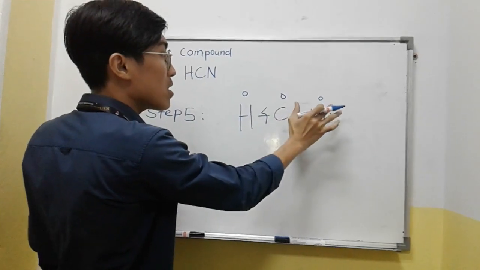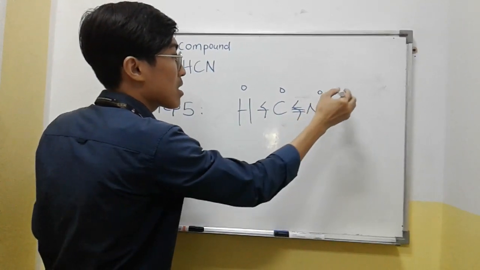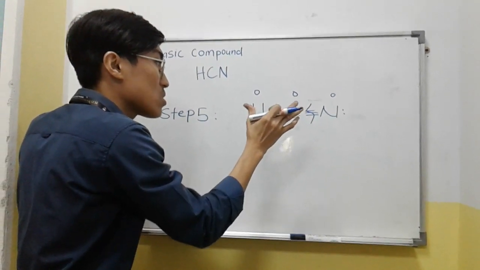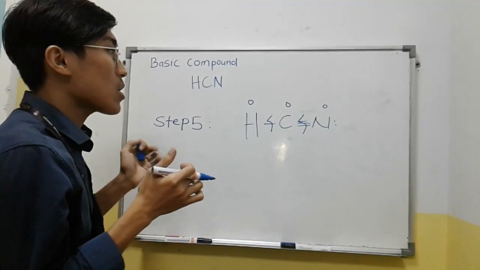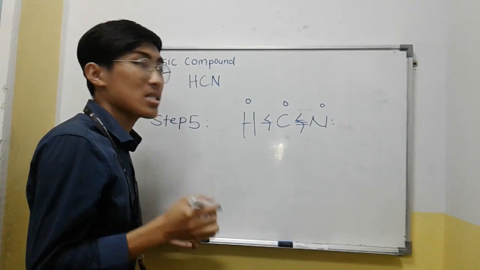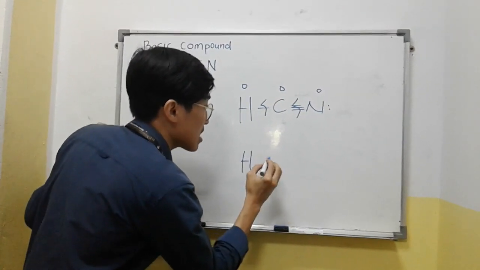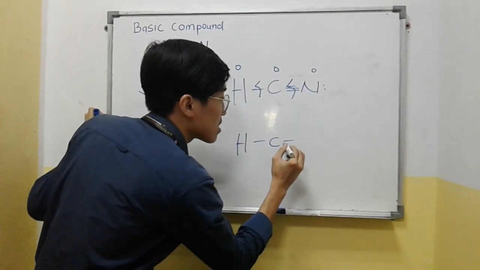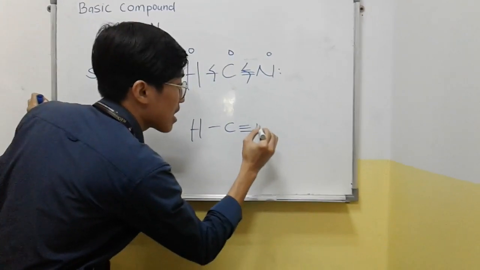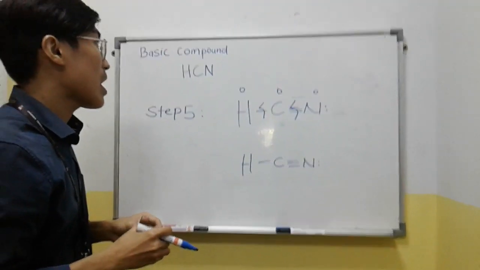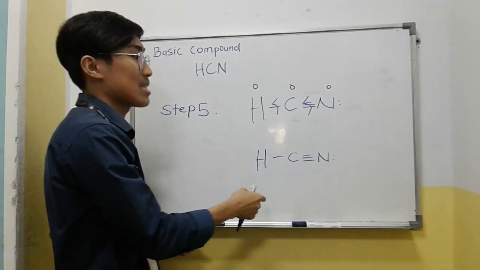So we will total up all the formal charges of the elements. The total is 0. So the formal charge of your Lewis structure is the same. We can conclude that your Lewis structure is correct. So last, you will draw the complete structure, which is H, triple bond, N, and there is a lone pair here. So the Lewis structure for hydrogen cyanide is like this.